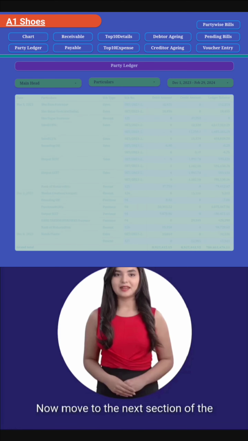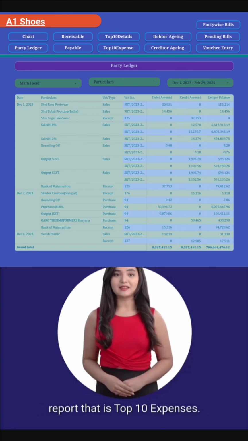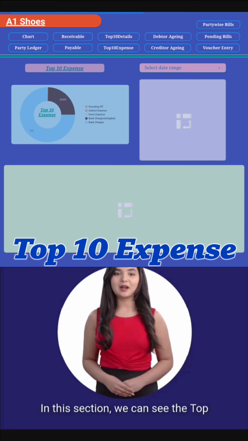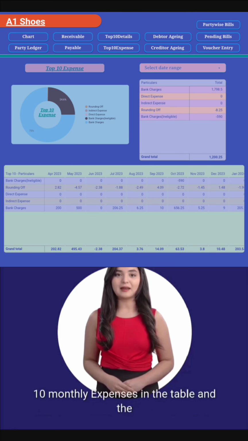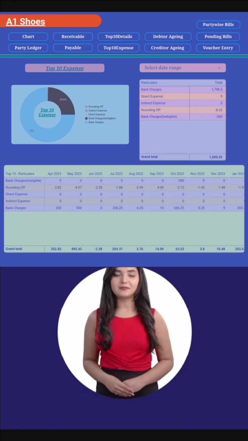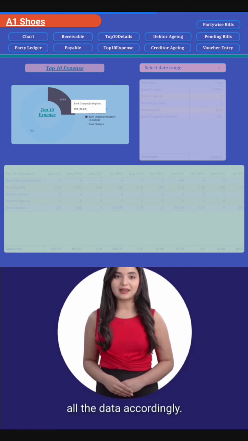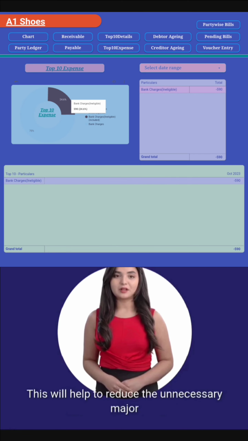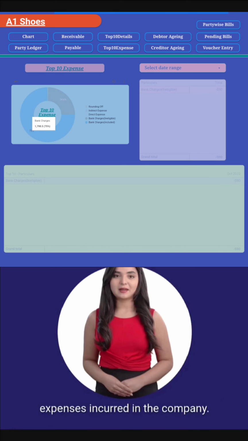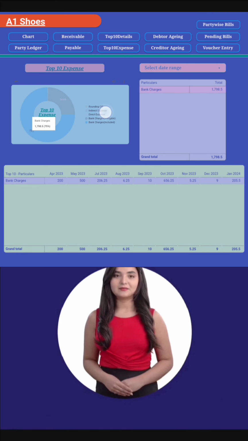Now move to the next section of the report, that is top 10 expenses. In this section, we can see the top 10 monthly expenses in the table and the pie chart shows the percentage of the expenses. When we click any graphical charts, then it filters all the data accordingly. This will help to reduce the unnecessary major expenses incurred in the company.